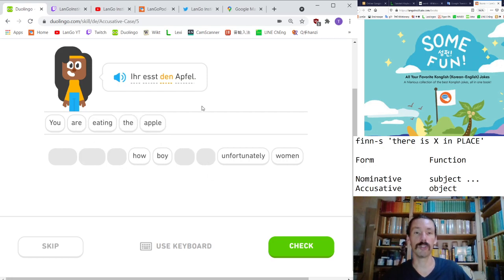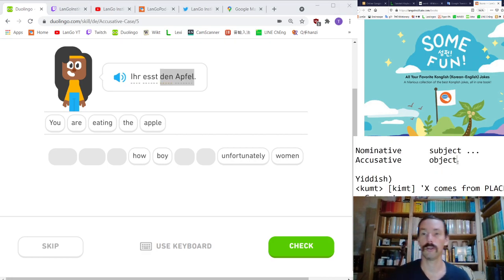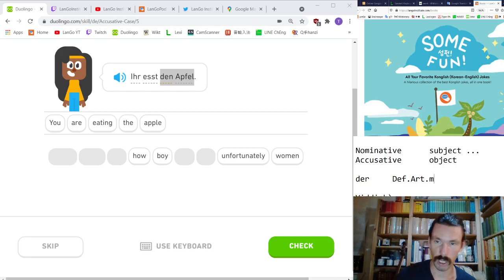Definite, the apple. Now this one, not der as in the nominative, but den. Looking at actual word forms, der is a definite article meaning the, and it's masculine singular. It expresses all these categories. It's not nominative case there. Singular means it's just one entity being referred to, and the gender is masculine.